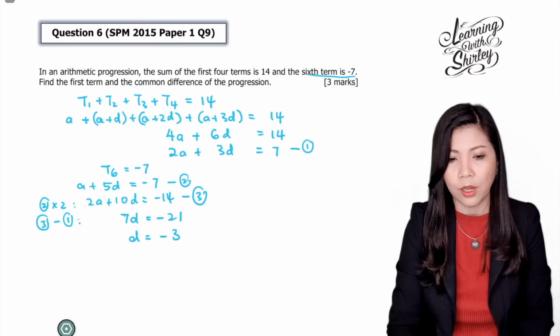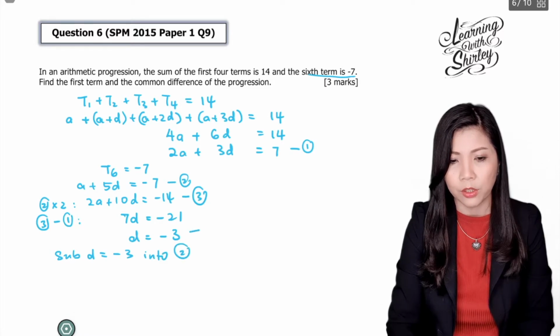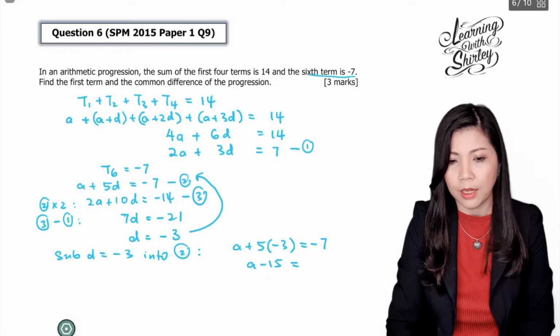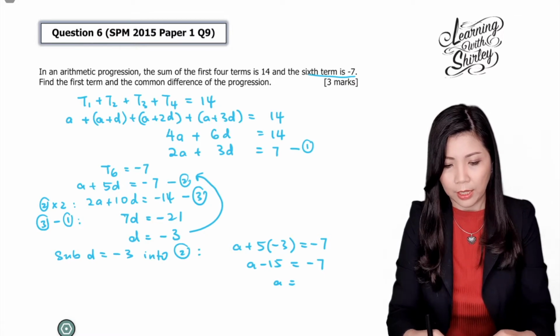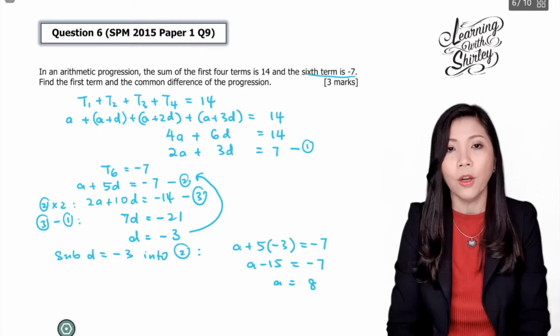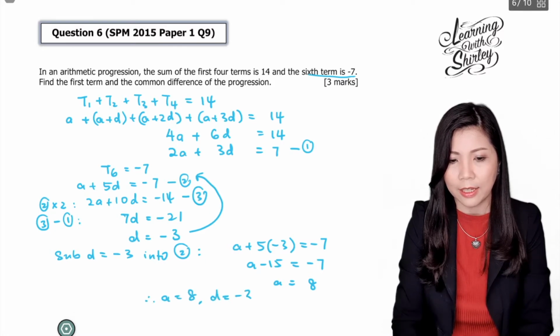Now we have to find a. So I'm going to substitute d equals negative 3 into equation 2. Equation 2 is a plus 5d, so a plus 5 times negative 3 equals negative 7. So it'll be a minus 15 equals negative 7. So a is negative 7 plus 15, so we'll get 8. So this is the final answer. I write again: a is 8 and d is negative 3. So that's the answer.